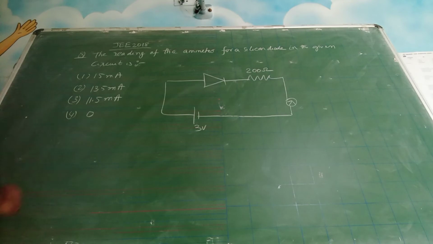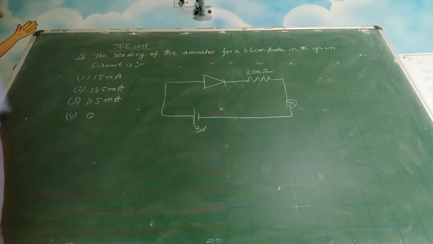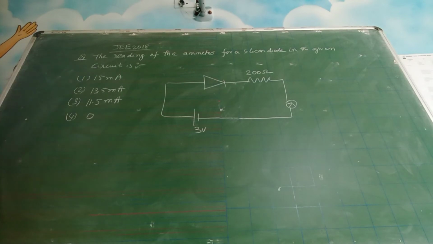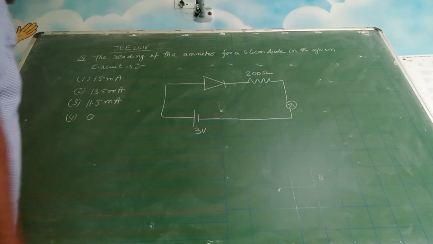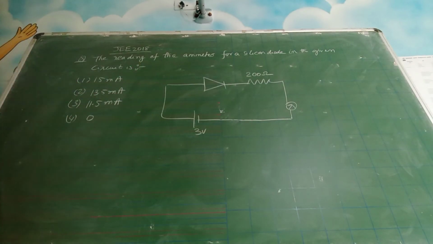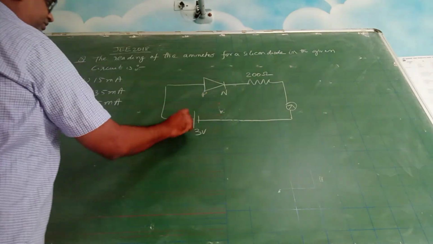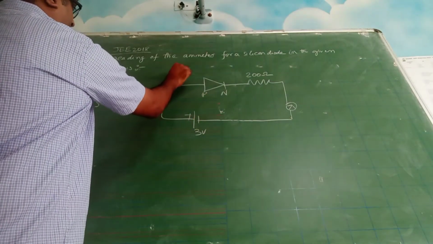Now look at this question. It has come in 2018 JE. The reading of the ammeter for a silicon diode in the given circuit is. So there is an ammeter which is kept in this circuit. Now what is the circuit? It's a PN diode, right? Positive, positive. It's a forward bias.